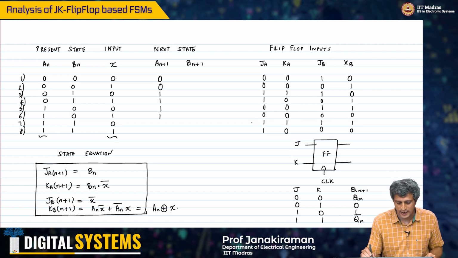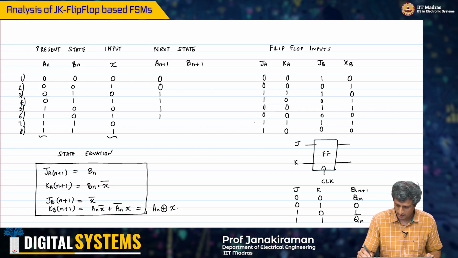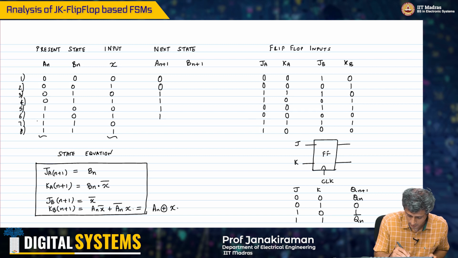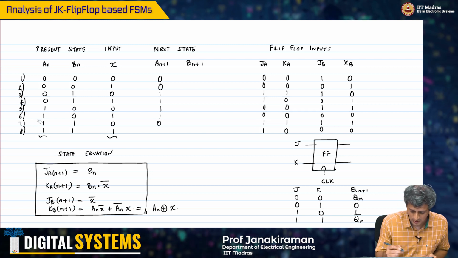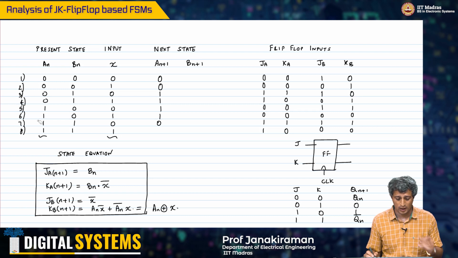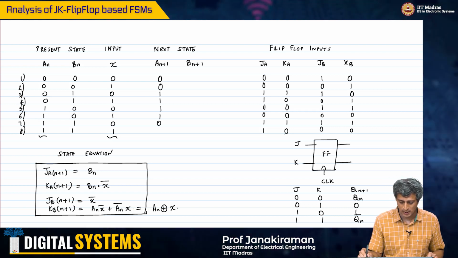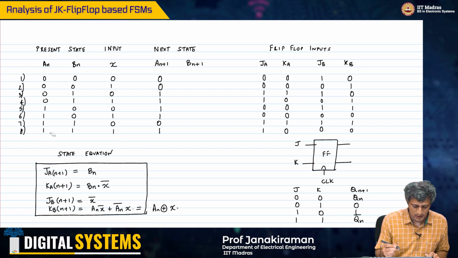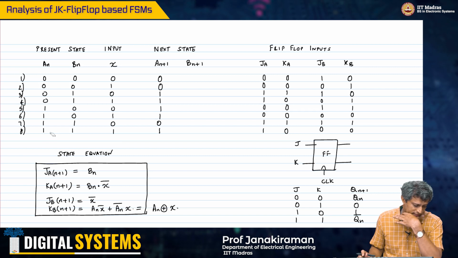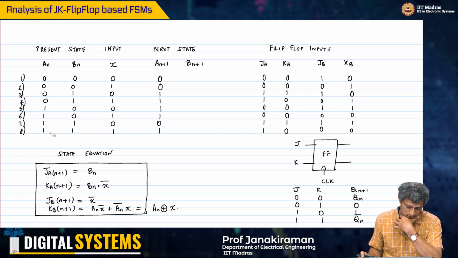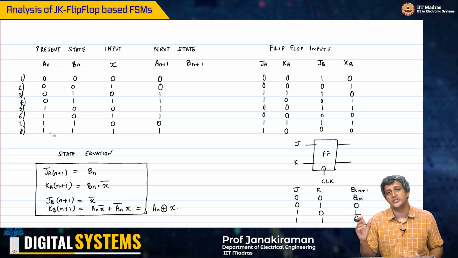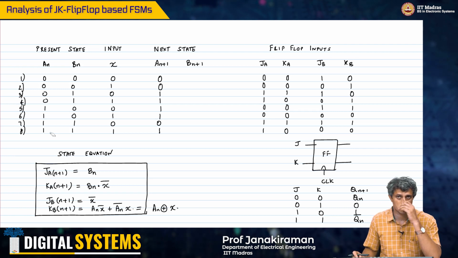Then your seventh entry, JA and KA are 1 1. We are looking at this row here. 1 1 means it will just complement, so this 1 will become 0 here, right? And then we are talking about JA and KA being 1 0, and therefore it will simply set this particular thing. So the next state for AN plus 1 will be 0 0, 1 1, and then 0 1. Likewise, you have to do the same thing for JB and KB and BN plus 1 as well.